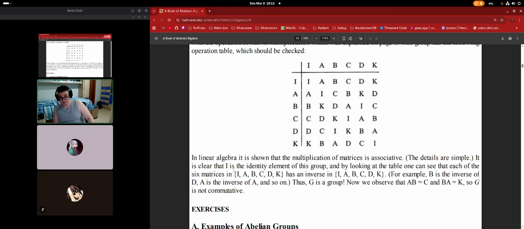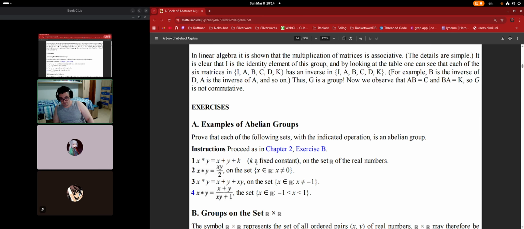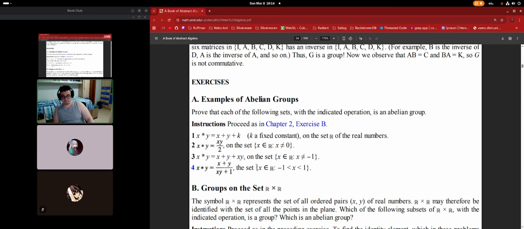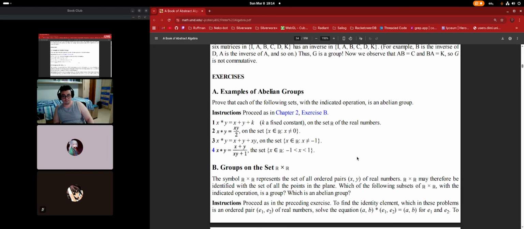It is clear that the identity matrix is the identity element of this group, and by looking at the table, one can see that each of the 6 matrices has an inverse, which also happens to be contained in the group of 6. Thus G is a group. Now we can observe that AB equals C and BA equals K, so it is not an abelian group because it's not commutative. And now come the exercises. Do you guys have any remarkable points to make?